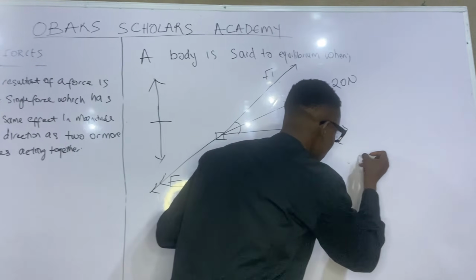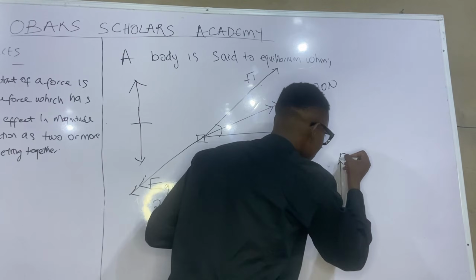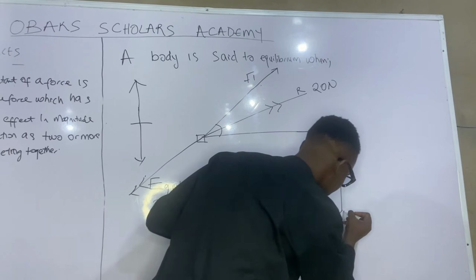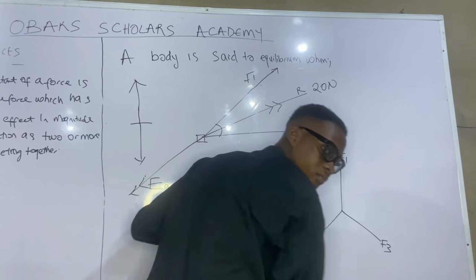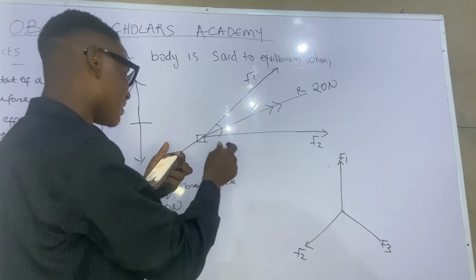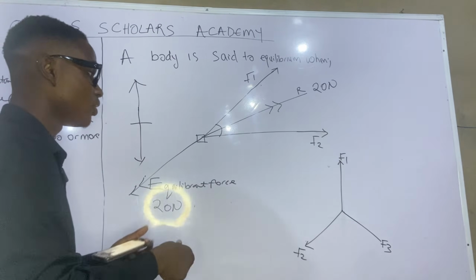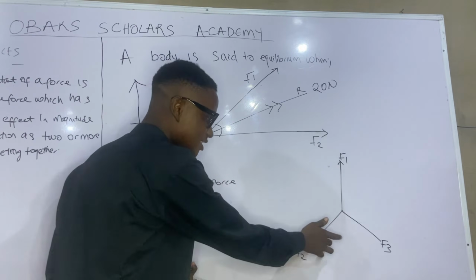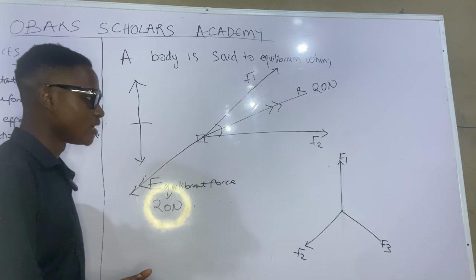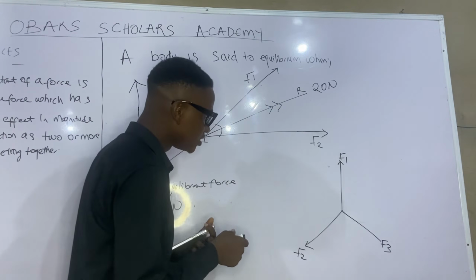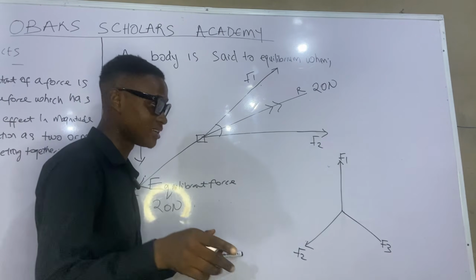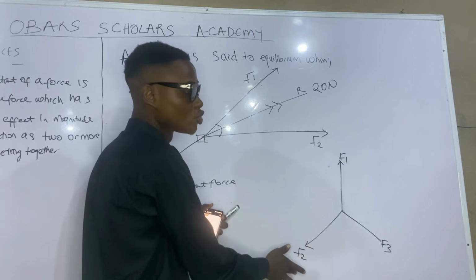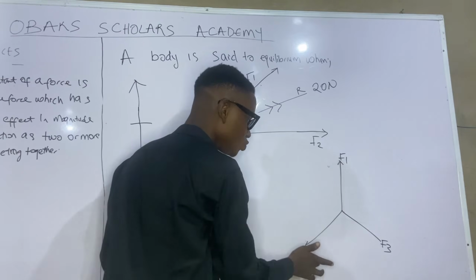So one other thing I want you to know is that if three forces like this, let me make it smaller, F1, F2, and F3, are acting together at a point, the resultant of any two of the forces is the other force. So let me explain the terms. If we look at the equilibrants rather, the equilibrant of these two forces acting together is this one. So the equilibrant of F1 and F2 is F3.